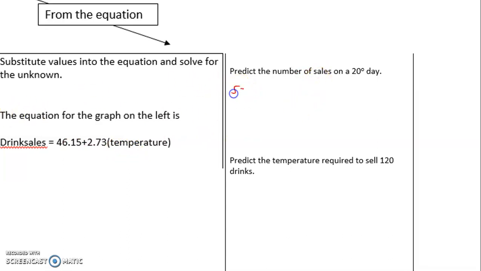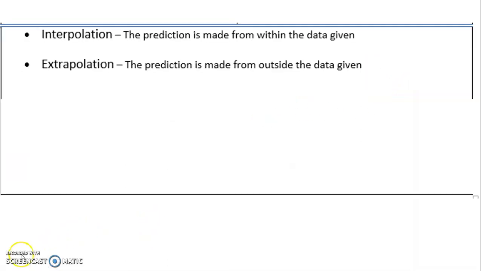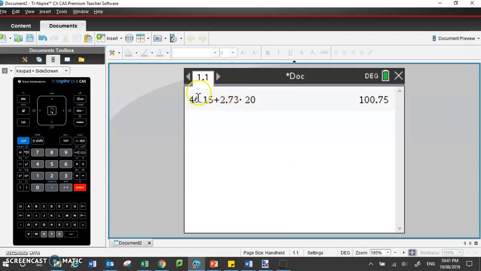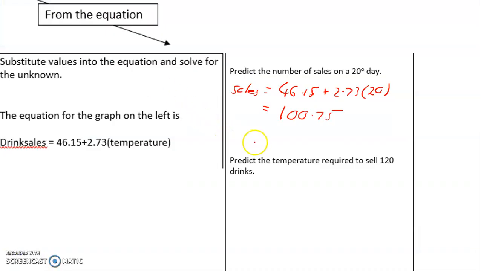So our drink sales, or we can write it as sales, is 46.15 plus 2.73 by temperature. The temperature was 20. We're going to put that into a calculator and see what our predicted number of sales was. And when we put that equation into the calculator, we get 100.75. Very close to 101 we predicted from the graph.